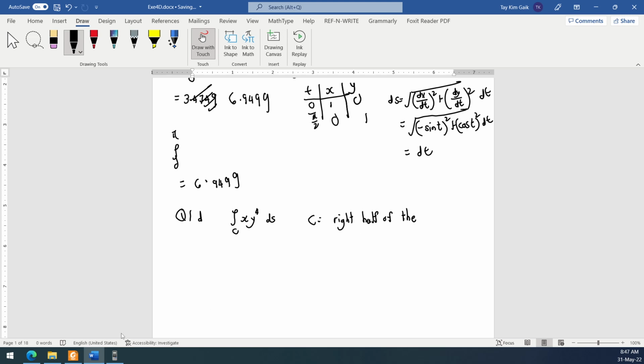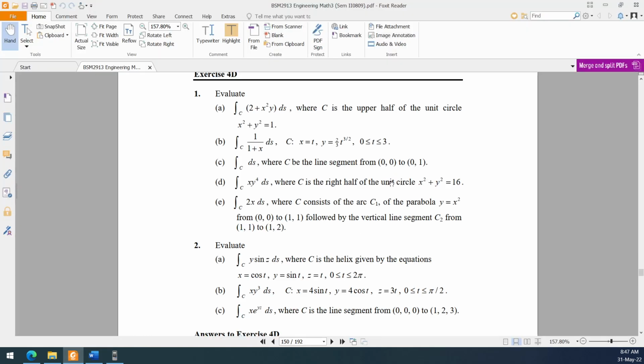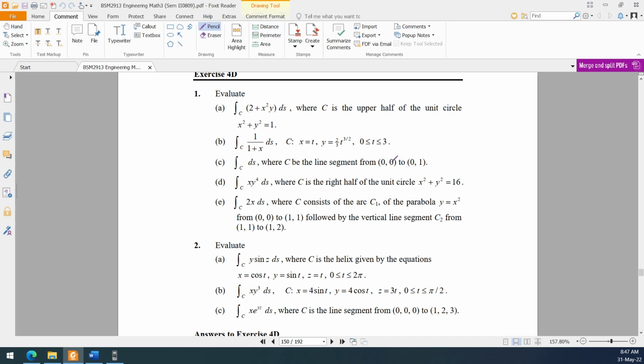I think we cannot say unit circle. For a unit circle, the radius is 1. So it's the right half of the circle x squared plus y squared equal to 4, because here r is 4.